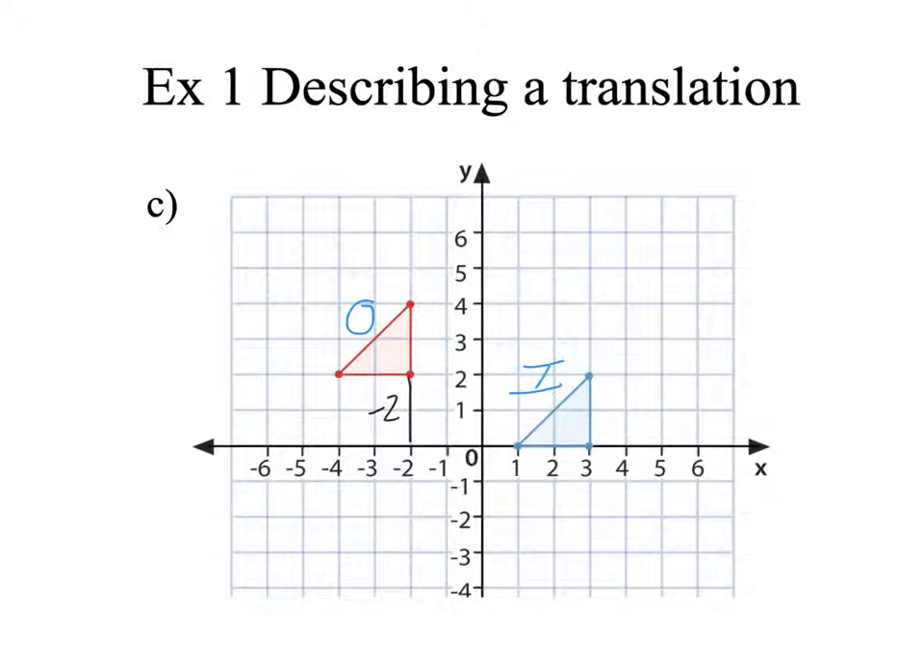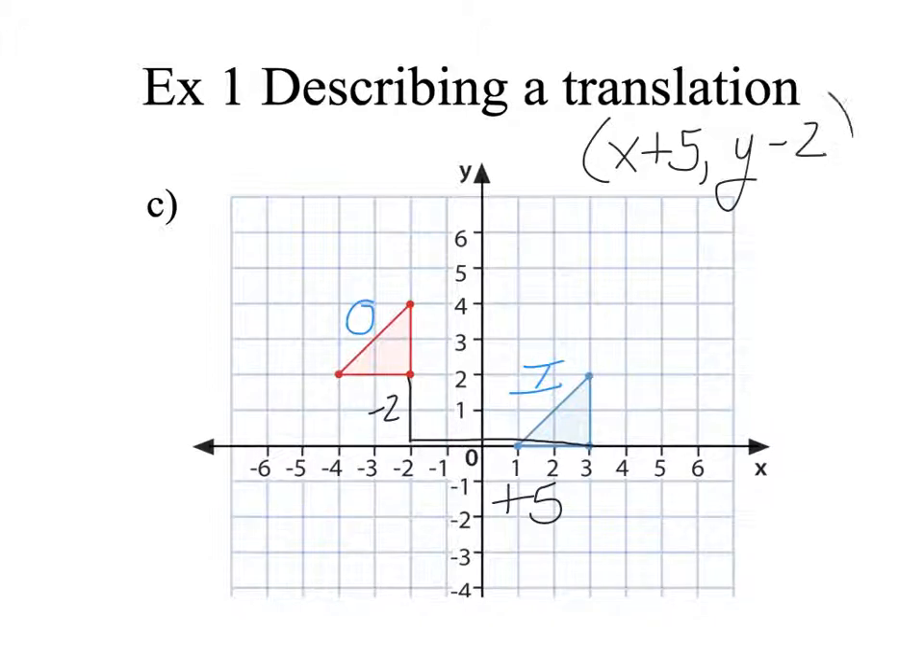I'm writing -2 because I came down. And then I'm going to come across 1, 2, 3, 4, 5. And I went to the right 5. So to write my formula, x is left and right, and I went right 5. Y is up and down, and I went down 2. So that's how you would describe the translation.